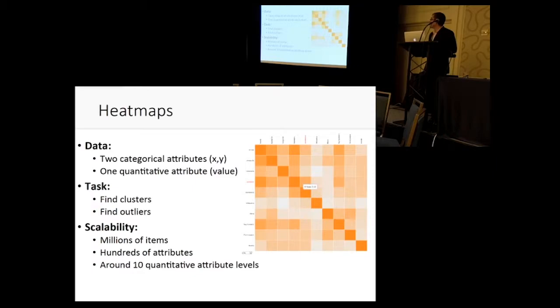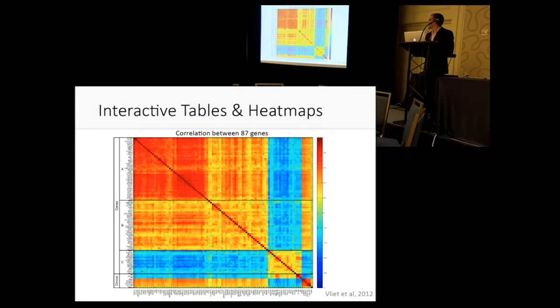Because if you start adding more than 10 colors, it might be very difficult to do the data interpretation effectively. So even though I'm mentioning that it scales to millions of items and hundreds of attributes, there are also some limitations. For example, I showed this one. This is from Nature 2012, doing the correlation between 87 genes.